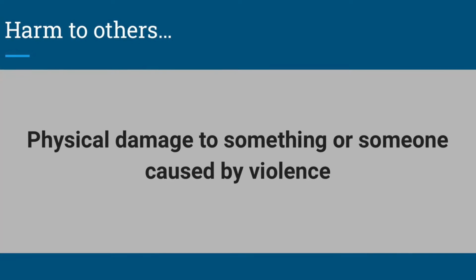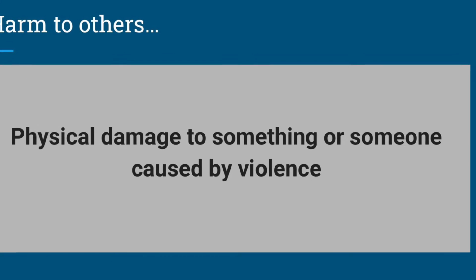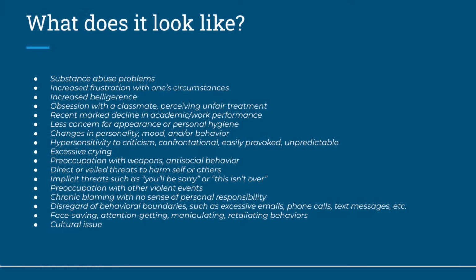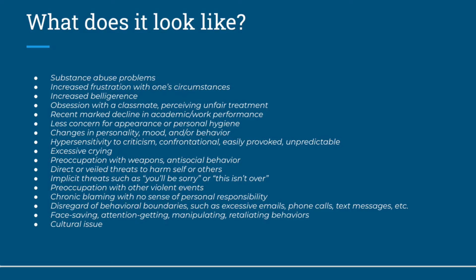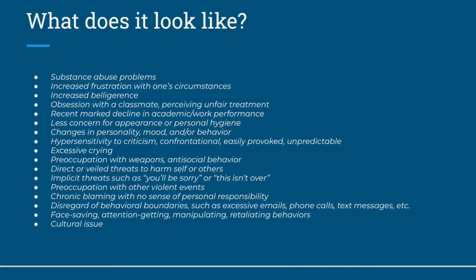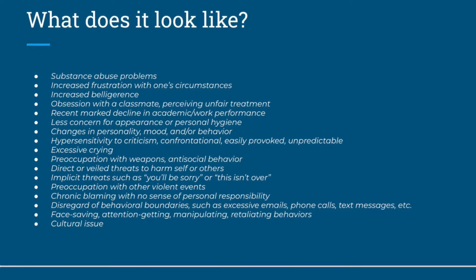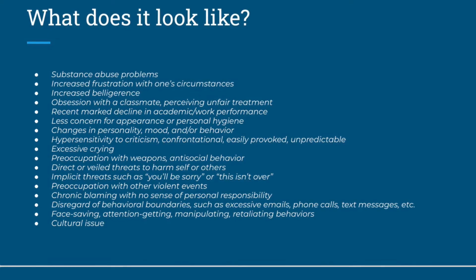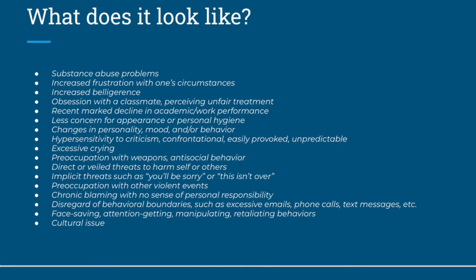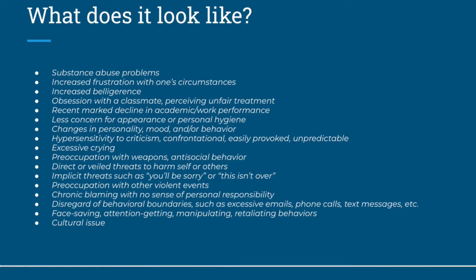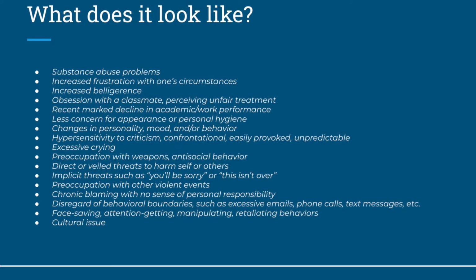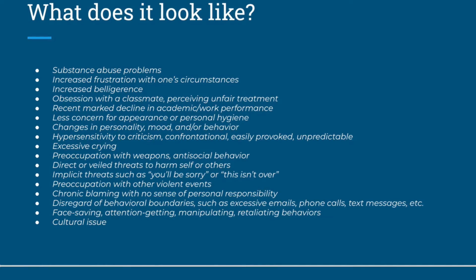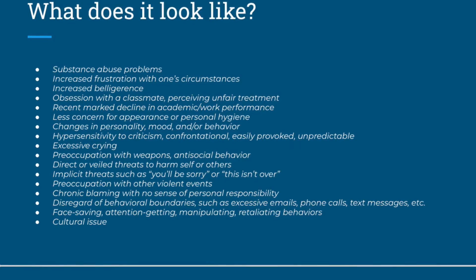What does harm to others look like? It's physical damage to something or someone caused by violence. What does it look like when a student might be causing harm to others? Here's a list of possibilities of what to look for. Substance abuse, increased frustration, increased belligerence, obsession, change in personality, excessive crying, preoccupation with violent events, chronic blaming with no sense of personal responsibility.